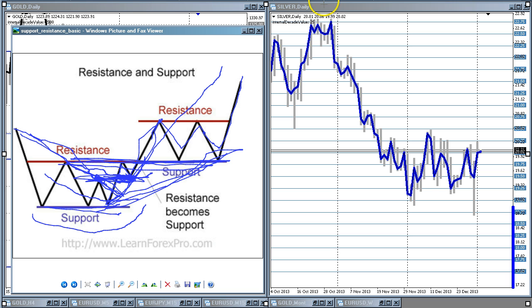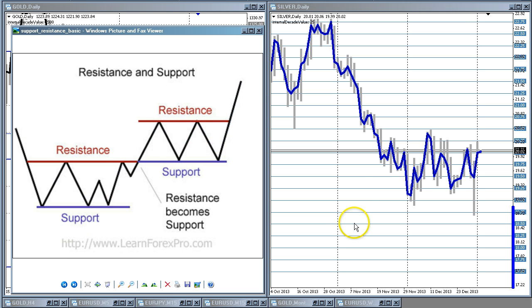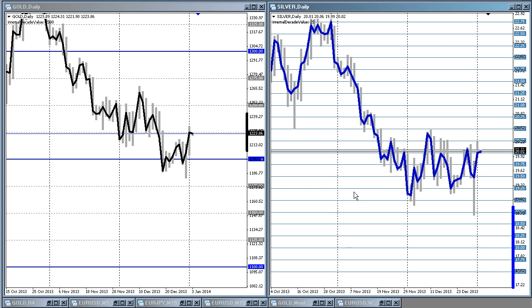Now over here in the real world, so I'm not going to be able to click on this without losing that. Okay, so in the real world, it's a little sloppier than that. It's not quite as pretty. But this is daily gold and daily gold and daily silver.